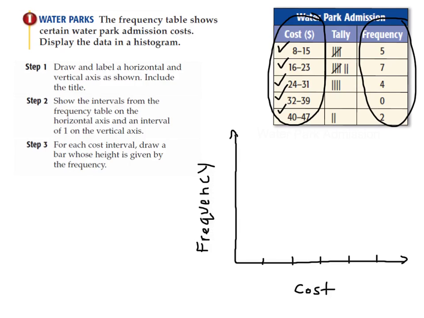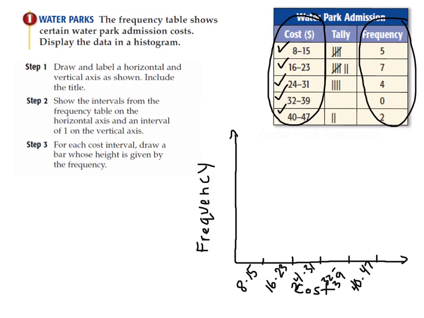So the first interval is $8 to $15. The second interval, 16 to 23. Then 24 to 31. 32 through 39, and 40 through 47.